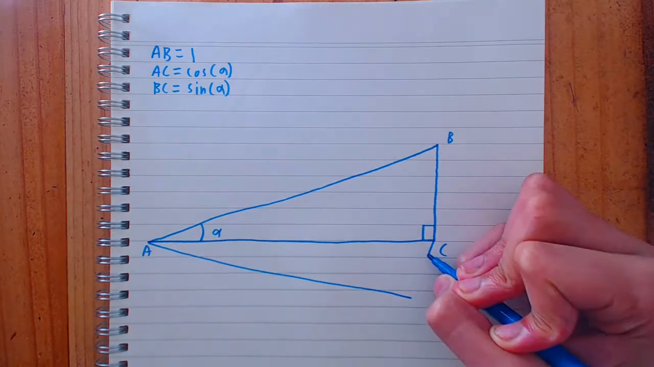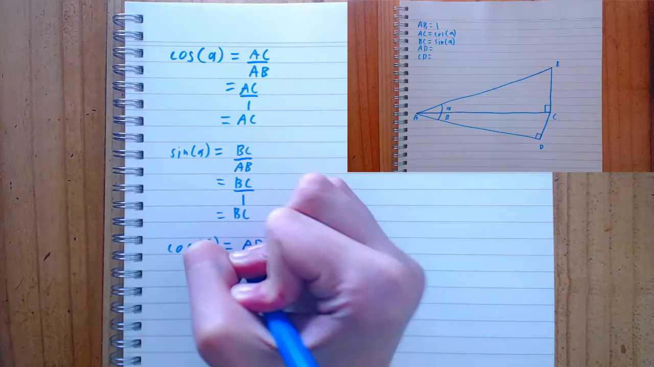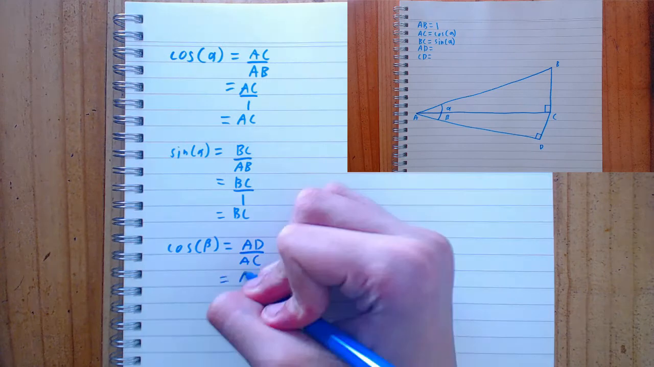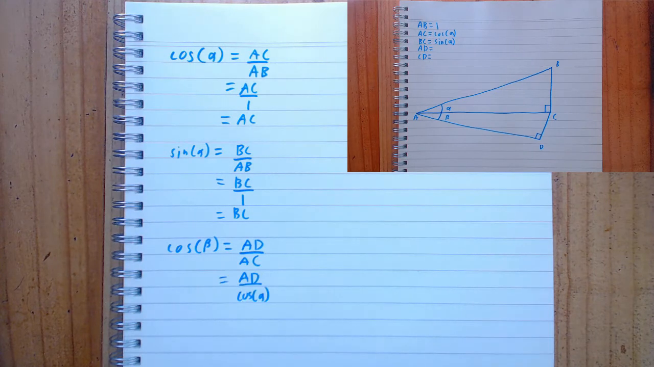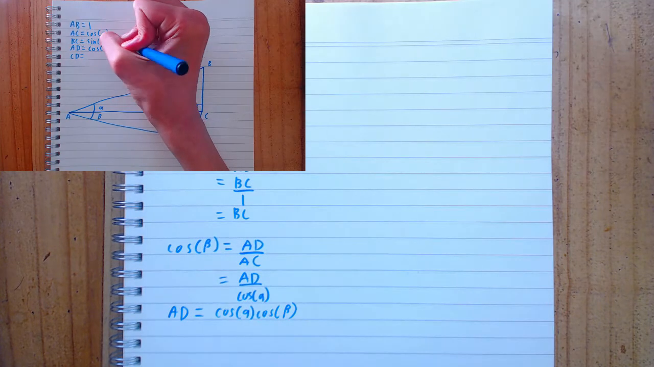Next, we construct a point D such that ADC is right angled. We will call angle CAD beta. Cos of beta is AD over AC, which is AD over cos of alpha. Moving cos of alpha to the other side, we get cos alpha cos beta equals AD.